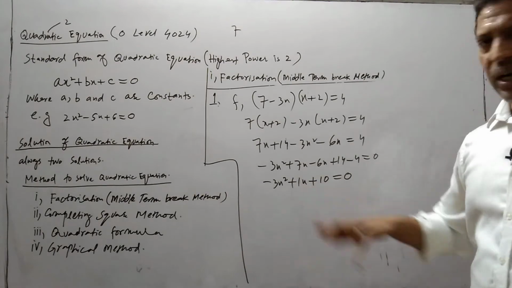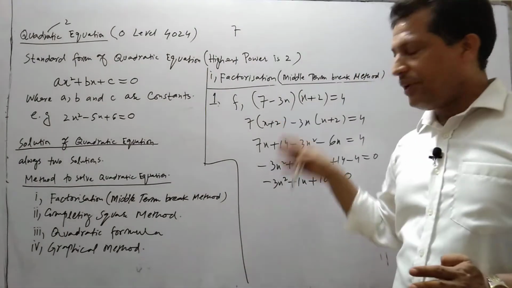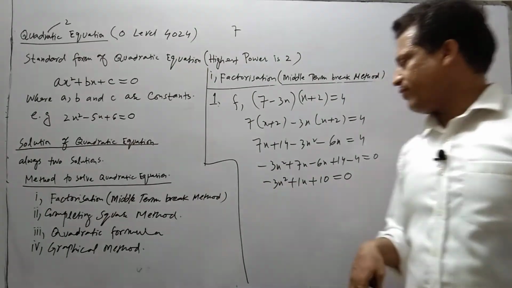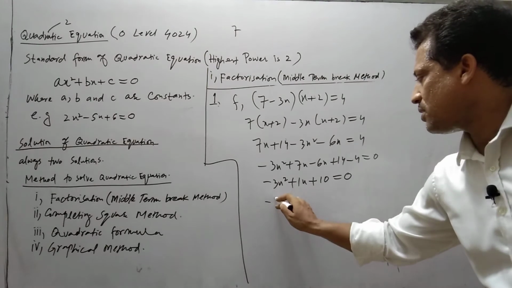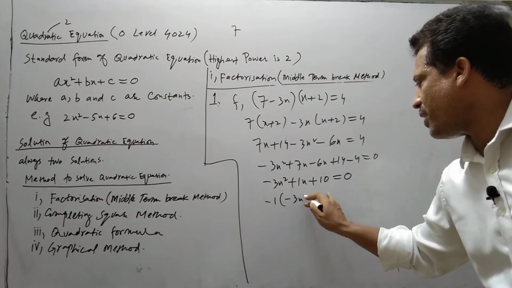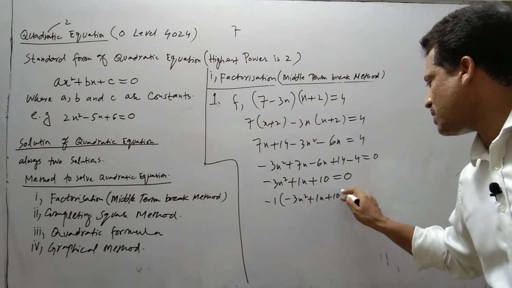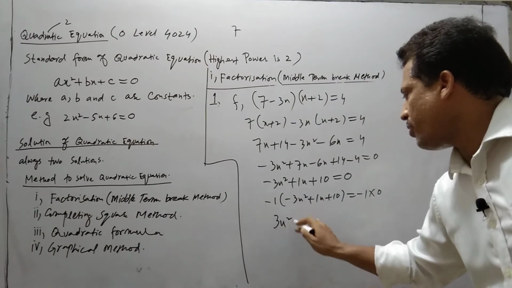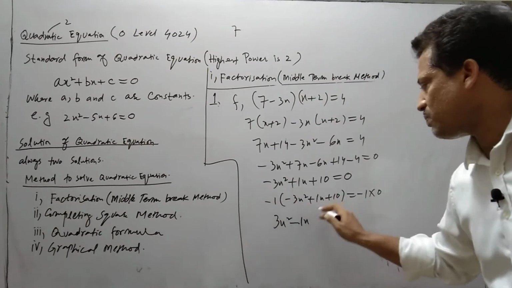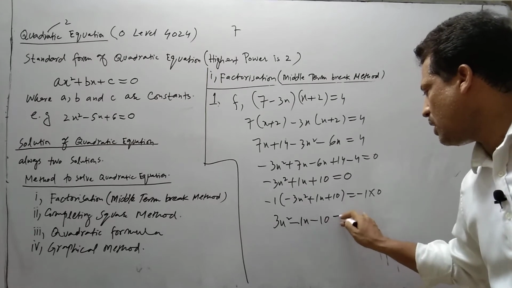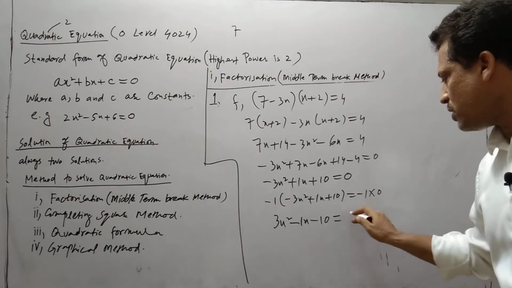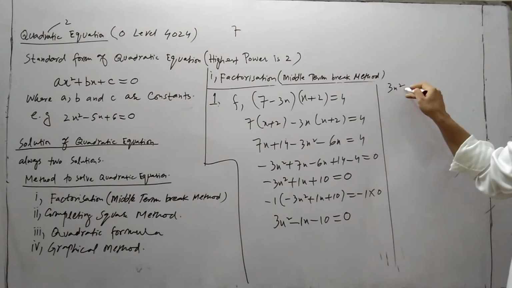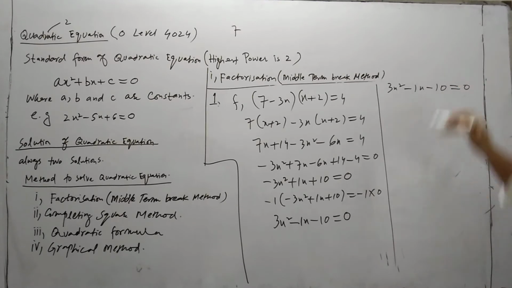Now this is in standard form of quadratic equation, but as I told you, if you remove this minus sign first and then solve, it will be comfortable for you. So multiply by minus 1: minus 3x square plus 1x plus 10 is equal to minus 1 into 0. Minus times minus is plus, so 3x square minus 1x minus 10, and minus 1 multiplied by 0 is always 0. So this is our equation: 3x square minus 1x minus 10 is equal to 0.